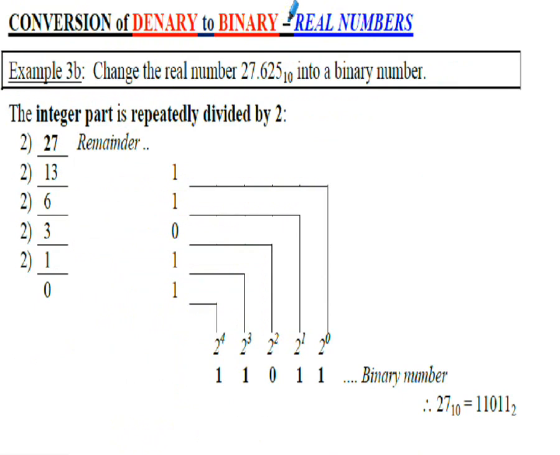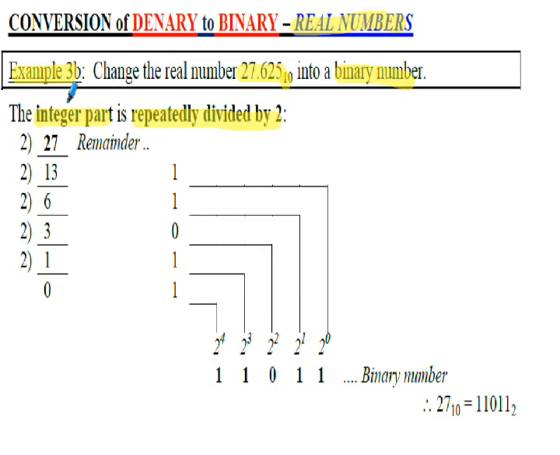Conversion of denary to binary continued. We're looking at real numbers here. So example 3b, we're asked to change the real number of 27.625 in base 10 into a binary number. So again, we're going to take the integer part first of all and repeatedly divide by 2.